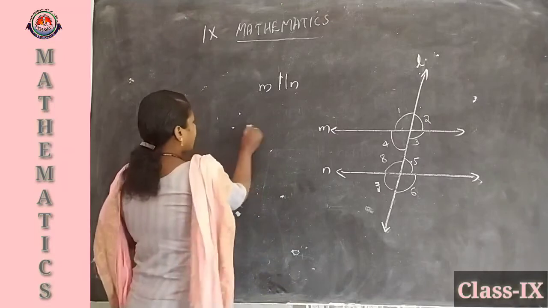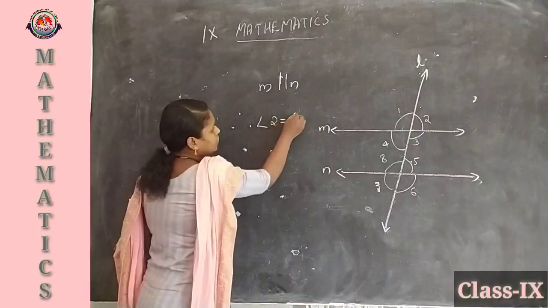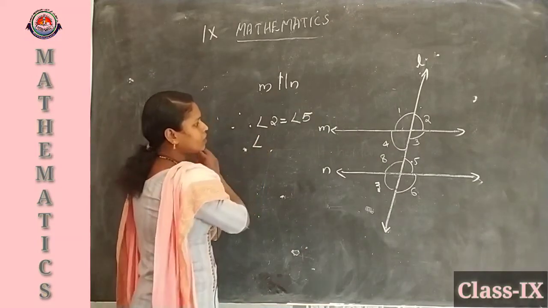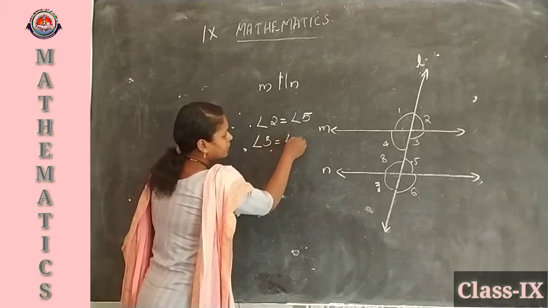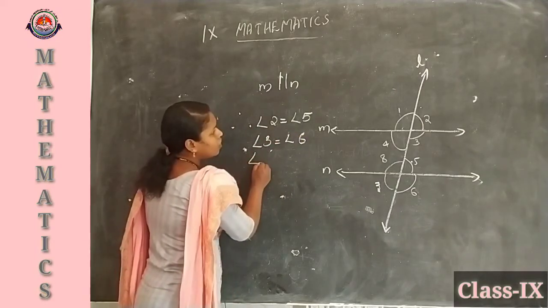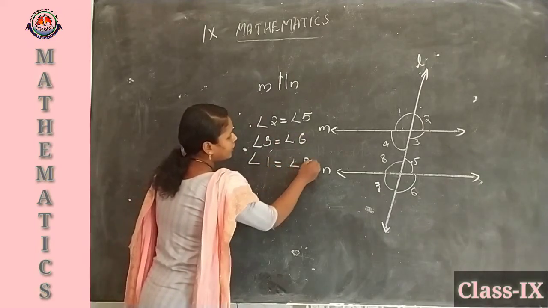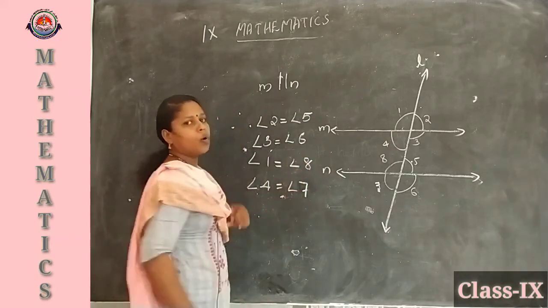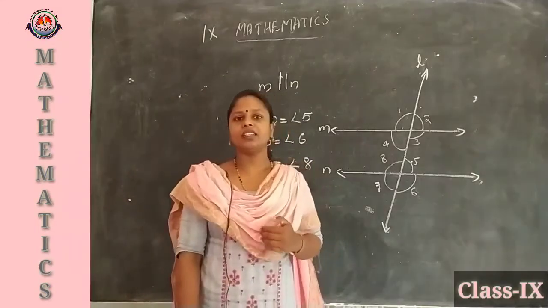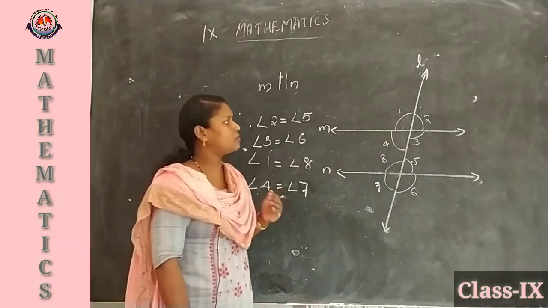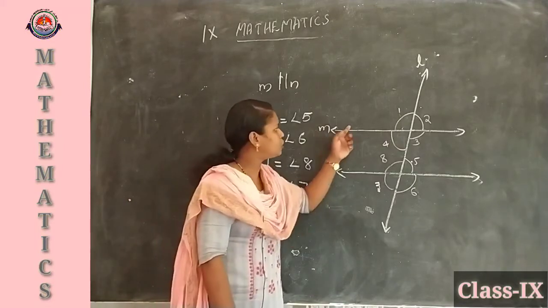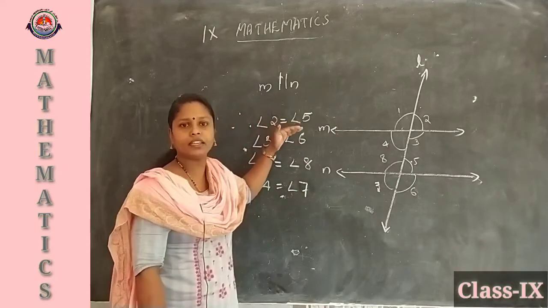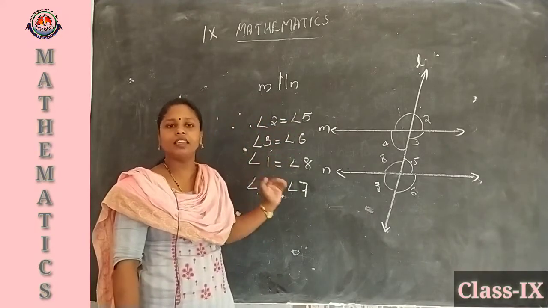Angle 2 is equal to angle 5. Angle 3 is equal to angle 6. Angle 1 is equal to angle 8. Angle 4 is equal to angle 7. All pairs of corresponding angles will be equal. So if a transversal intersects two parallel lines, all the corresponding pairs of angles are equal.